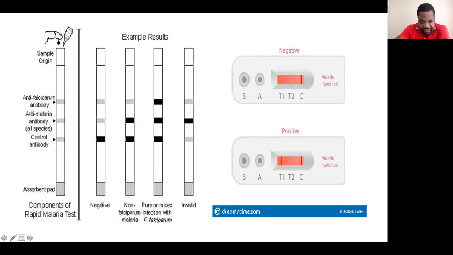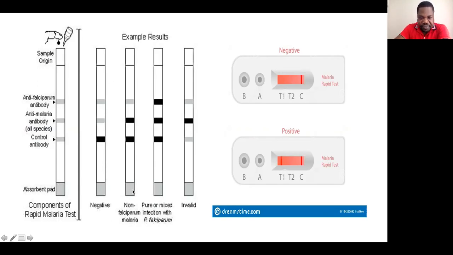If you look at this test, you check first this band, which is the control. You can see that the control is positive. The control is there, so it means that the test worked. But these 2 lines are negative, which means that this test is negative. Only the control appears. The antigens for the Plasmodium species are negative. So you report this test as negative.